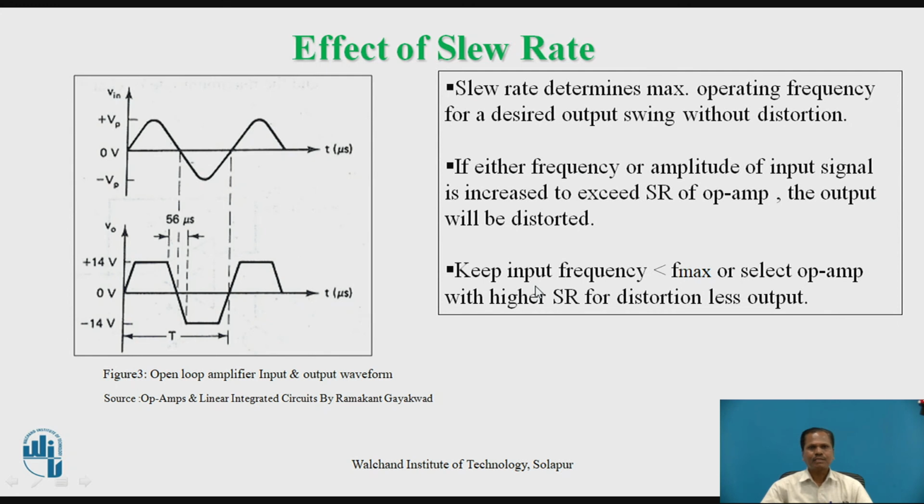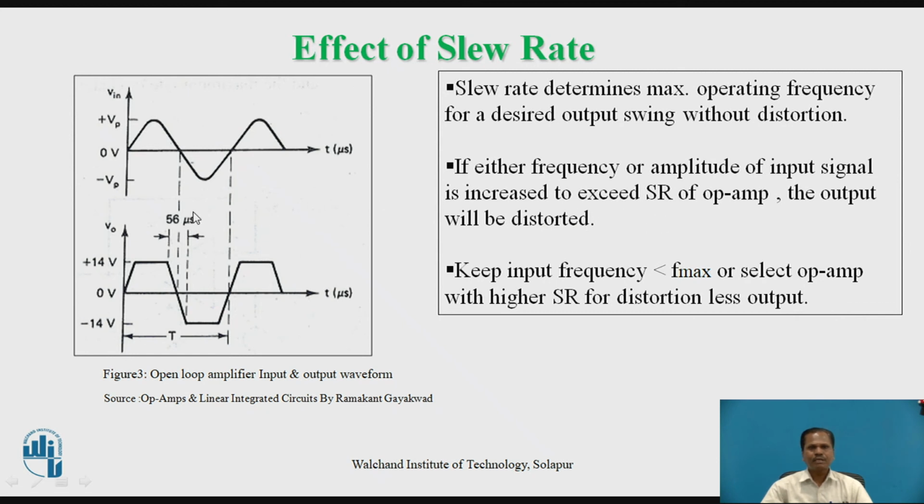Now let us consider what is the effect of slew rate on the output of an operational amplifier. Slew rate determines the maximum operating frequency for the operational amplifier for the desired output voltage swing without any distortion. As long as the value of the right hand side of the slew rate equation is equal to or less than the slew rate of the operational amplifier, the output will be undistorted. If either the input signal frequency or the amplitude of the input signal is increased to exceed the slew rate of the operational amplifier, then the output will be distorted.